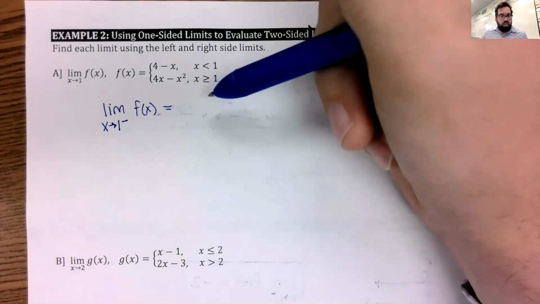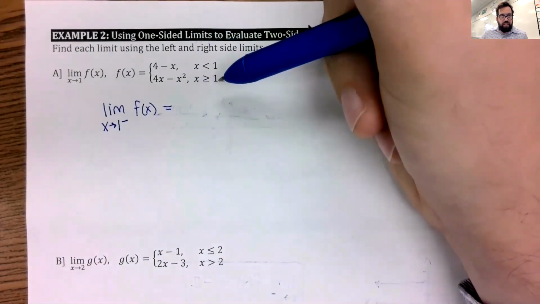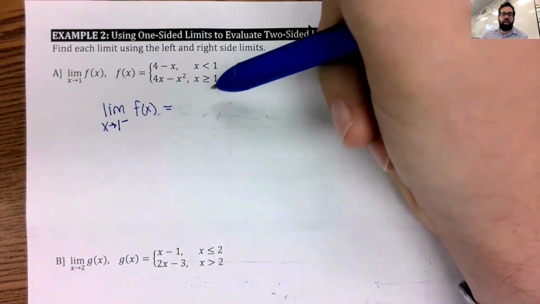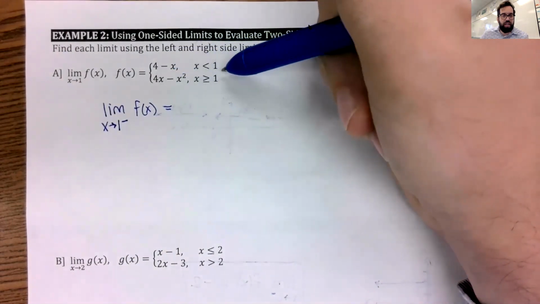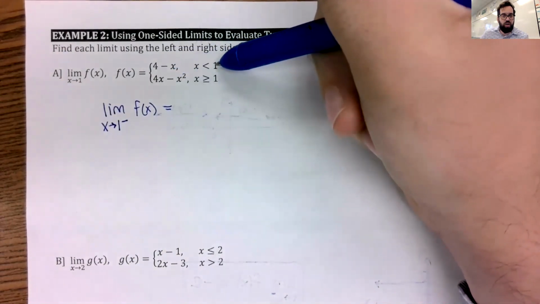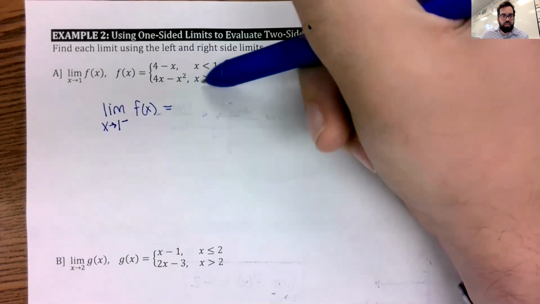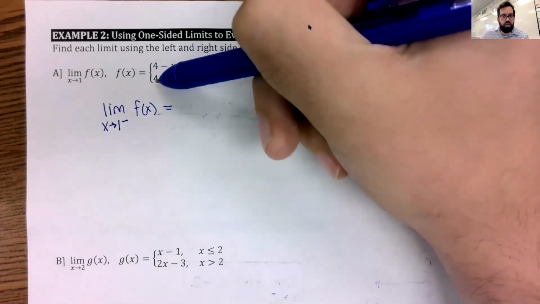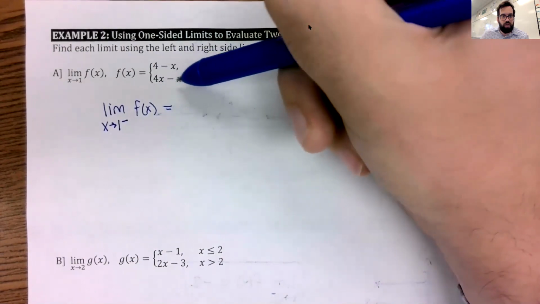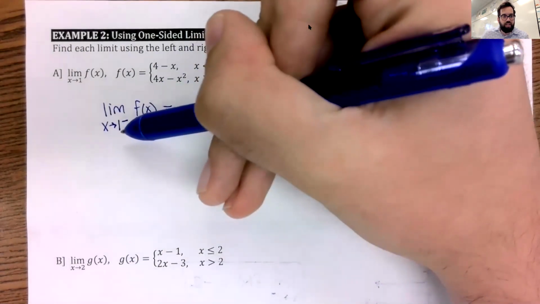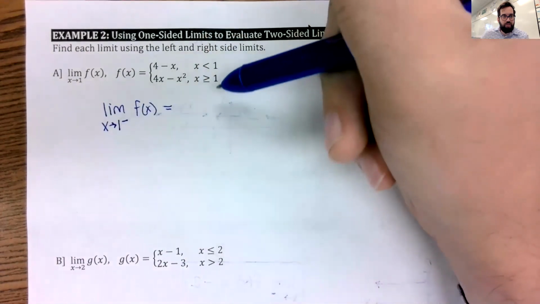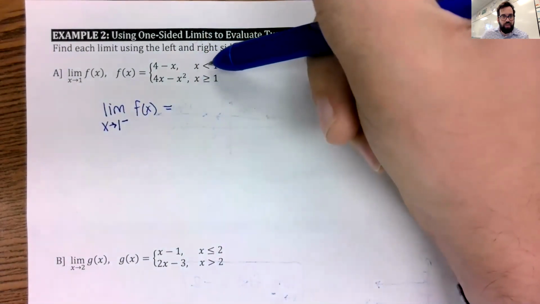This is a piecewise function. It might have been a little while since we've seen these, although they might have been earlier in the unit. But what it means, if you forget, is for any x values that are less than 1, this is going to be the graph, 4 minus x. Whenever x is greater than or equal to 1, we only use this expression for the graph, 4x minus x squared.